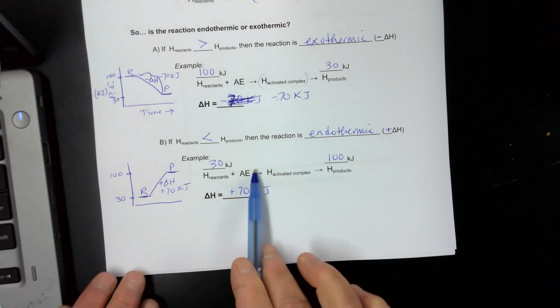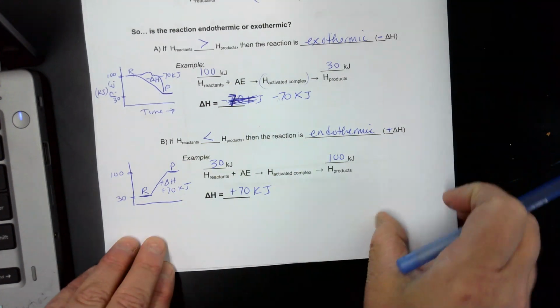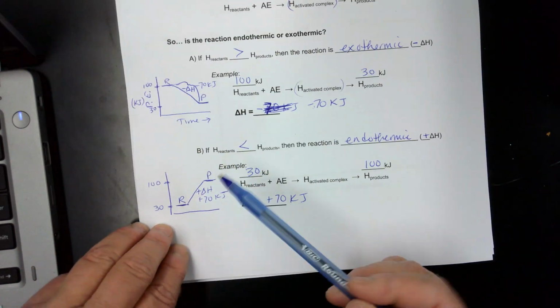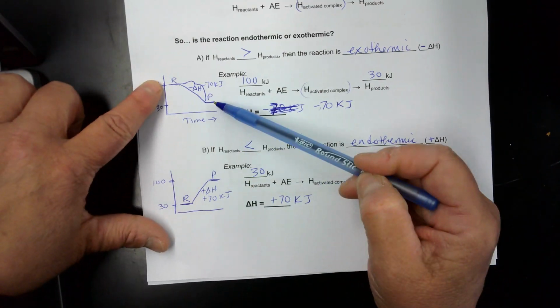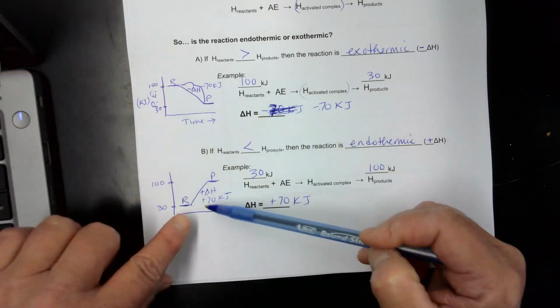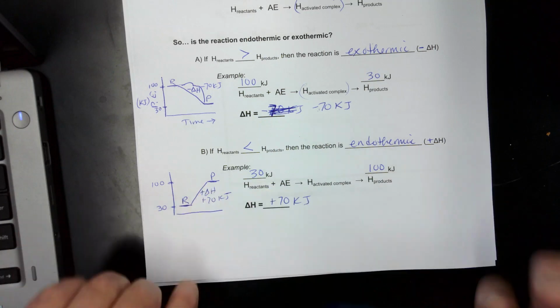But we haven't really talked about what these pieces are, so that's what we're going to take a look at next. The biggest thing I want you to recognize at this point is an exothermic reaction has reactants starting high and products going low. An endothermic reaction has reactants starting low and the products end up high.